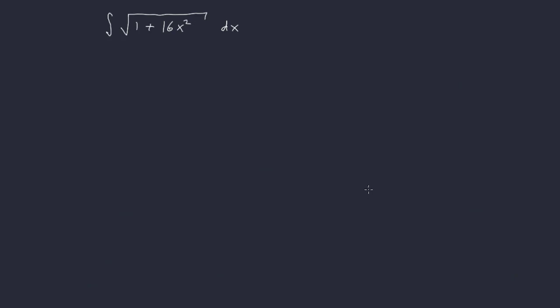All right, so here we have the integral of the square root of 1 plus 16x squared. And this is going to be a tangent pattern, but it's not set up in the way we might want it to be. So there are two ways we can approach this. One, we could rewrite this as 1 plus 4x all squared. Right, so that's one way we could do it.